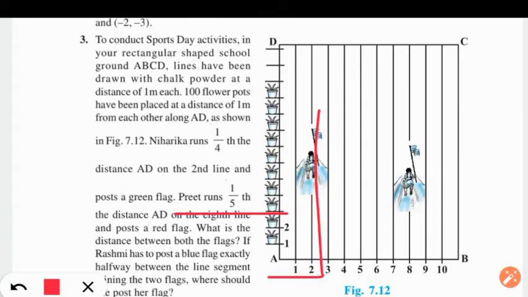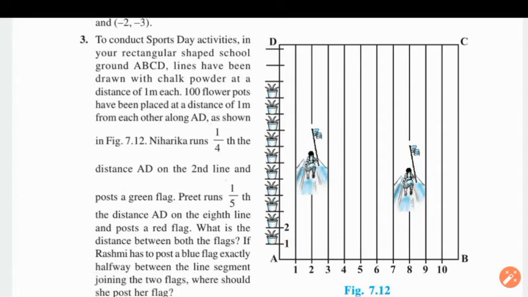Now Preeti runs 1/5 distance of AD. 1/5 of 100 gives you 20, right? And on which line? On the 8th line. In that case, where will she post the flag? Here to here 8 and here to here 20. So she will post the flag at the point (8, 20).